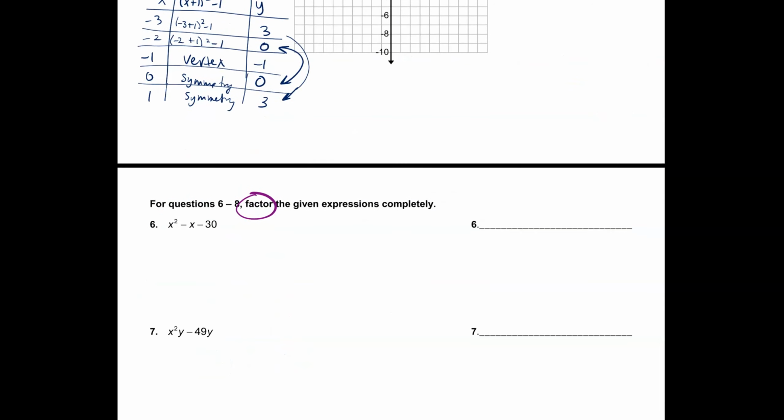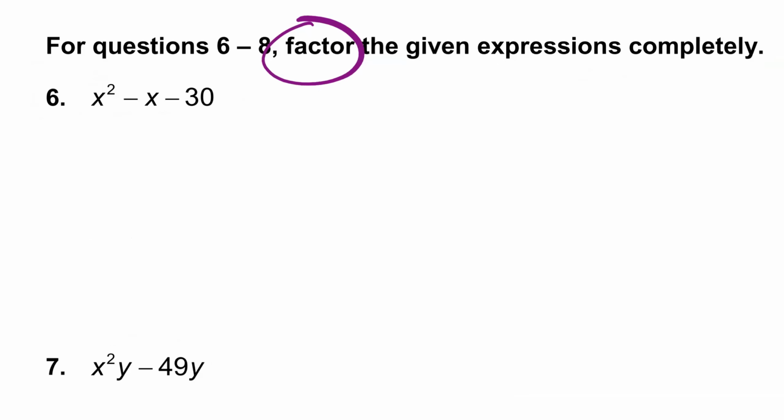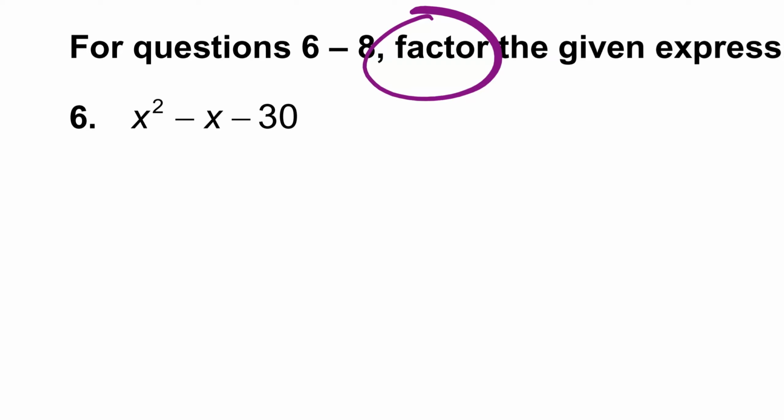Okay, so factor completely. We're not actually solving. All we're doing is factoring. So first step, how do we factor? Greatest common factor. Is there a greatest common factor? No, just 1. Okay, is this a difference of squares? No. Perfect square trinomial? No. How do we know? Because 1 divided by 2, times itself, does not equal 30. Okay, perfect. So, -6 and 5.